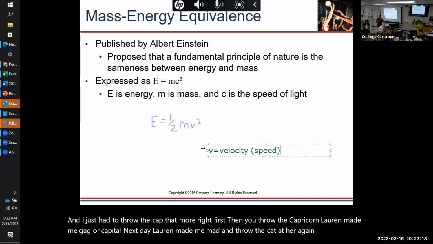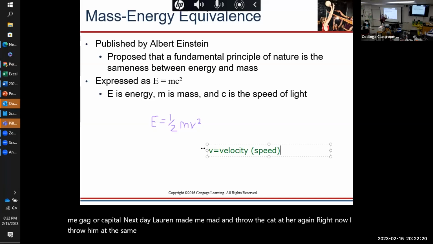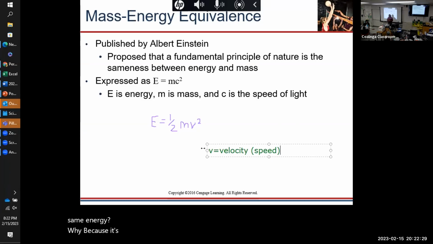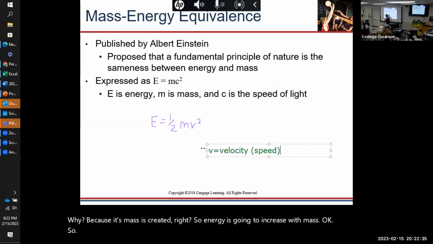Now I throw them at the same speed. Which one is going to have more energy? Or are they going to have the same energy? It's heavier, because its mass is greater, right? So energy is going to increase with mass. Okay. So let's say I have my coffee cup and my cap.